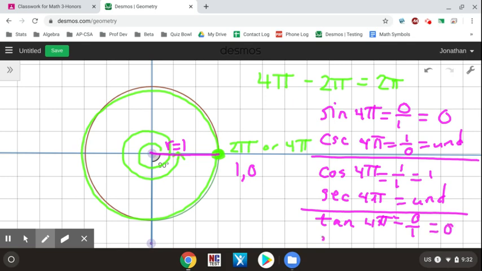So tangent of 4 pi would work out to be 0 over 1, which is 0. And the opposite of tangent would be cotangent. So cotangent of 4 pi, I would flip those upside down. 1 over 0 is undefined.